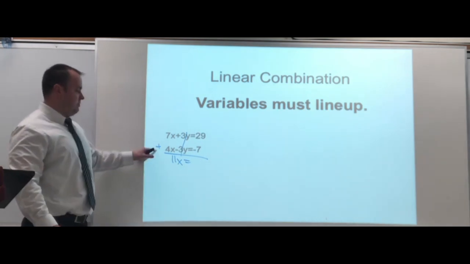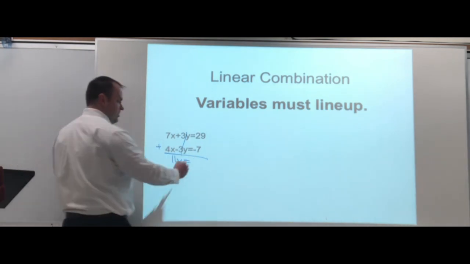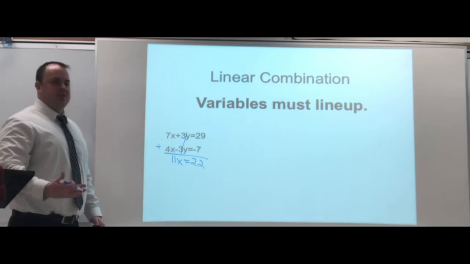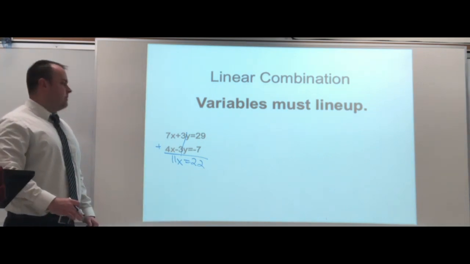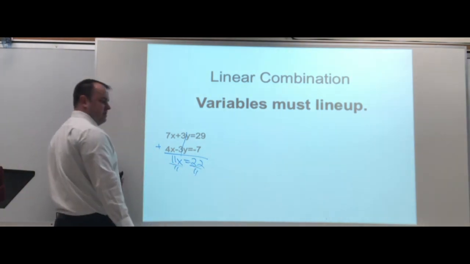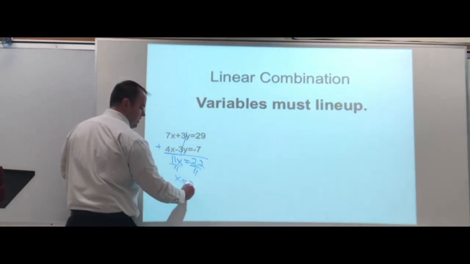29 plus a negative 7. Just watch your signs. That's one of the common mistakes, adding and subtracting incorrectly. Okay? Now we have 11x equals 22. Divide both sides, x equals 2.